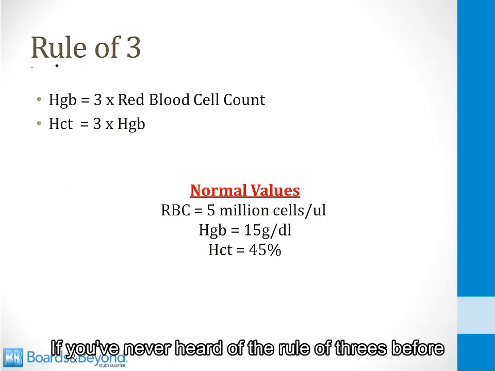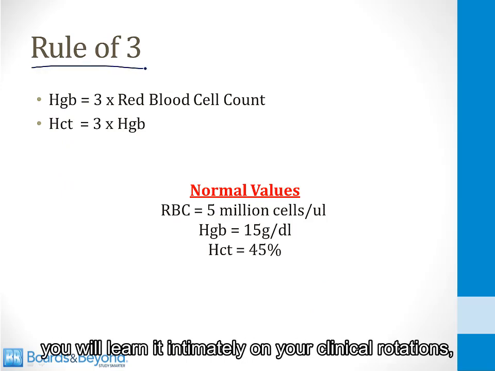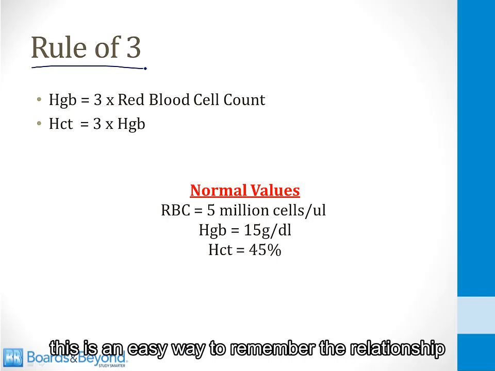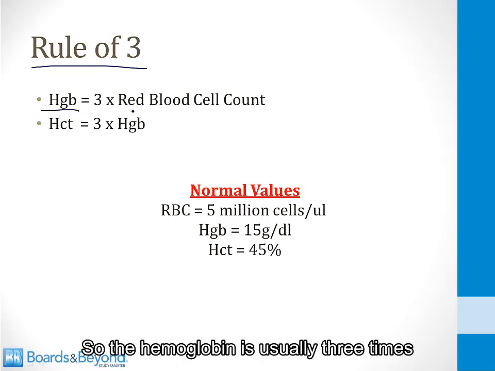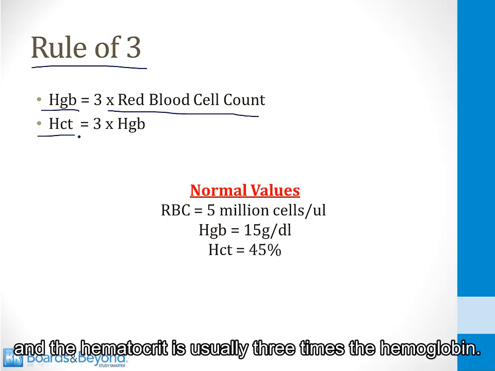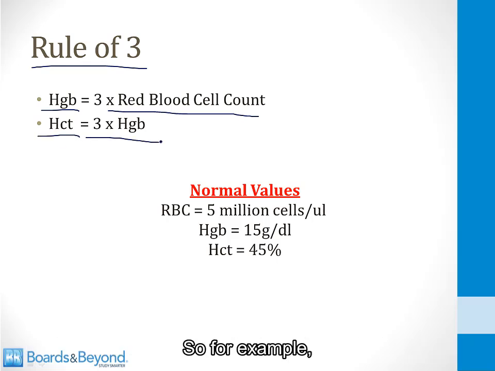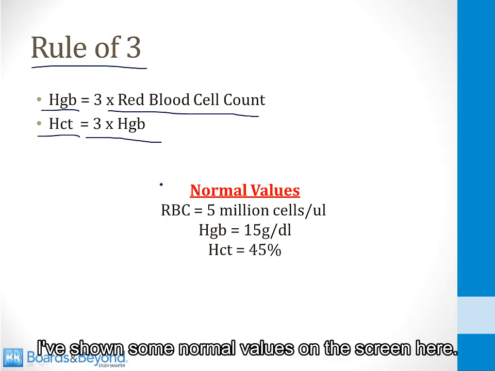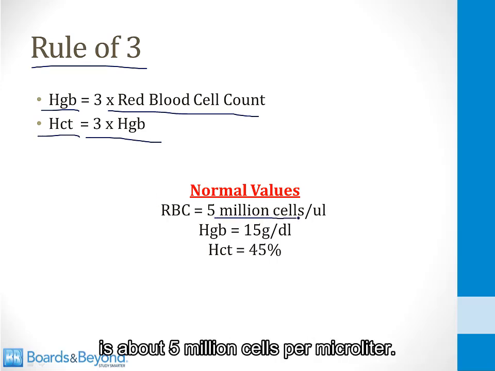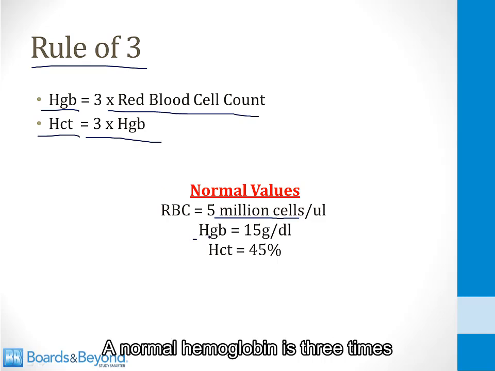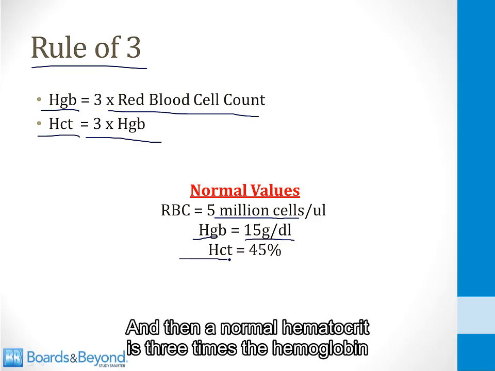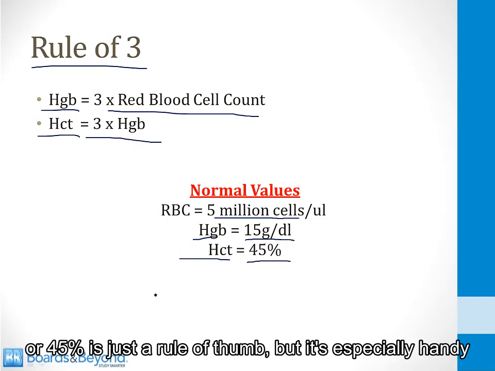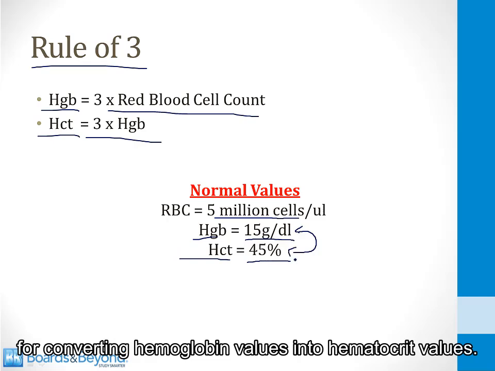If you've never heard of the rule of threes before, you will learn it intimately on your clinical rotations. This is an easy way to remember the relationship between the red blood cell count, the hemoglobin, and the hematocrit. So the hemoglobin is usually 3 times the red blood cell count, and the hematocrit is usually 3 times the hemoglobin. For example, I've shown some normal values on the screen here. A normal red blood cell count is about 5 million cells per microliter. A normal hemoglobin is 3 times that, or 15 grams per deciliter. And then a normal hematocrit is 3 times the hemoglobin, or 45%. This is just a rule of thumb, but it's especially handy for converting hemoglobin values into hematocrit values.